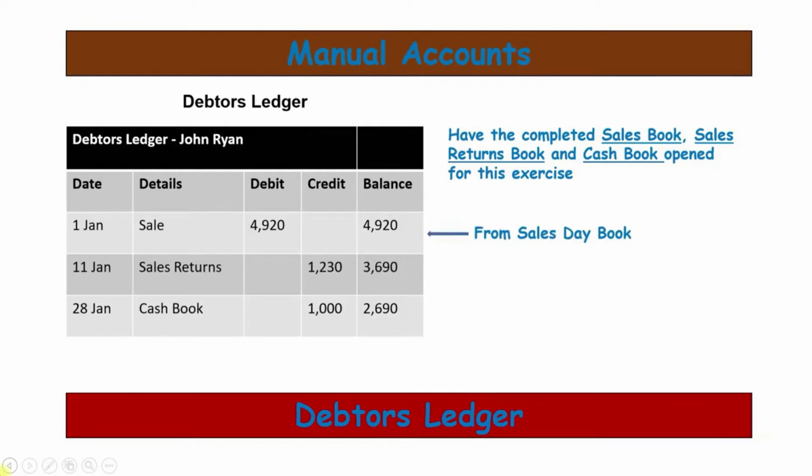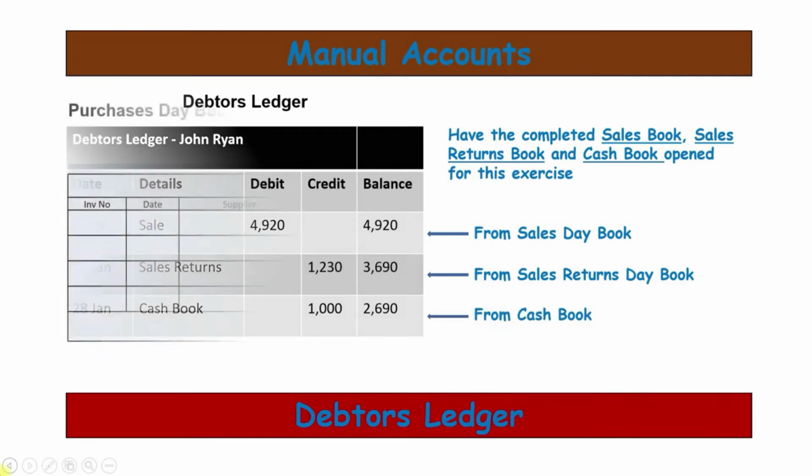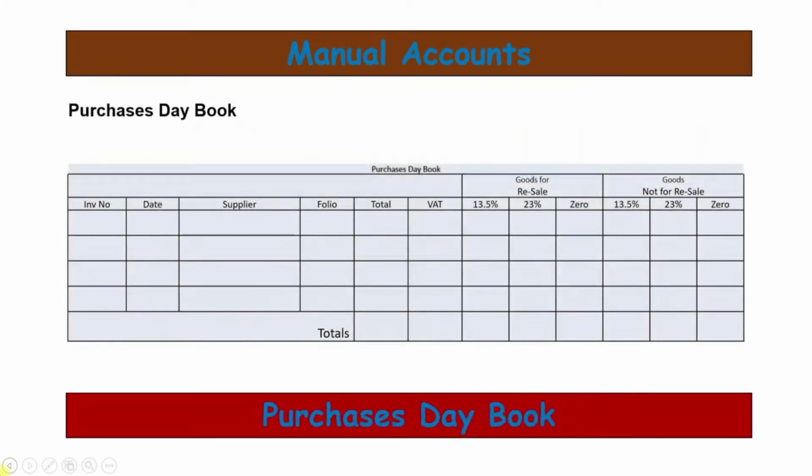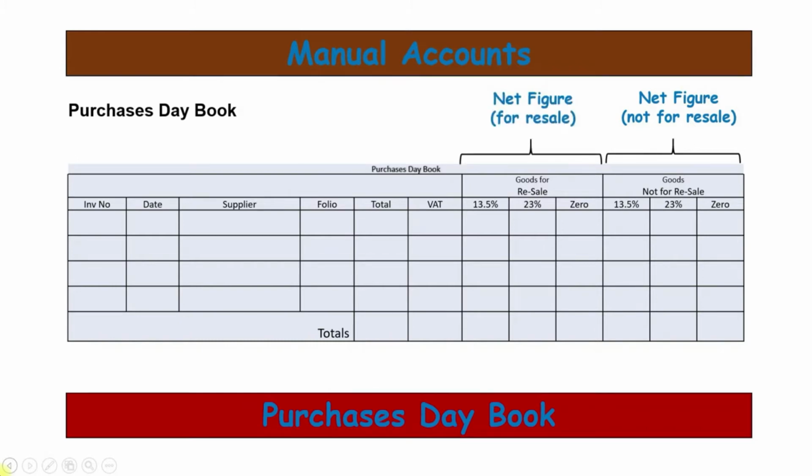For each individual customer, extract the sales returns and payments from the relevant day books and enter them in date order. The purchases day book has a slightly different layout compared to the sales book. The VAT analysis section has 2 sections, for resale and not for resale. The not for resale section documents goods bought for our own use, such as advertising, cleaning, office furniture and equipment that we will use in the office, etc. The for resale section documents goods bought for the purpose of selling the items to a customer.